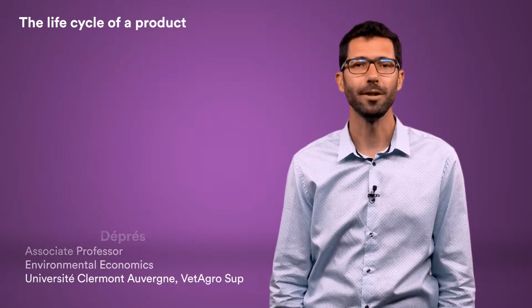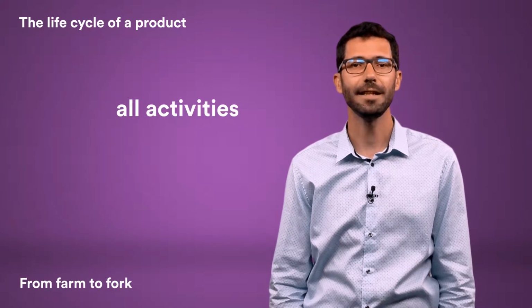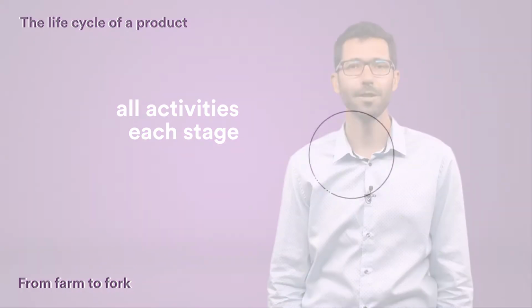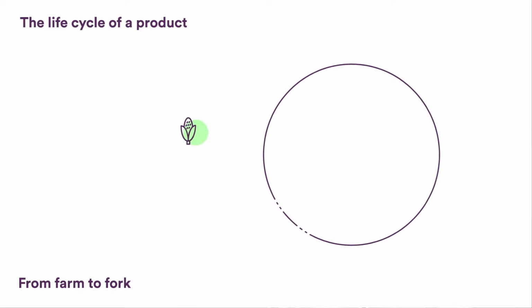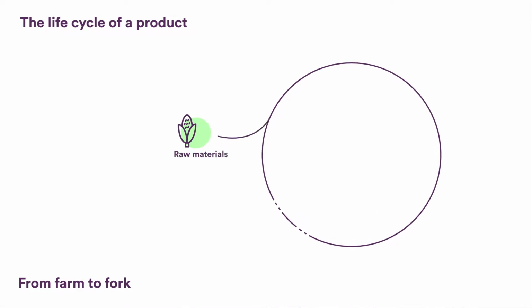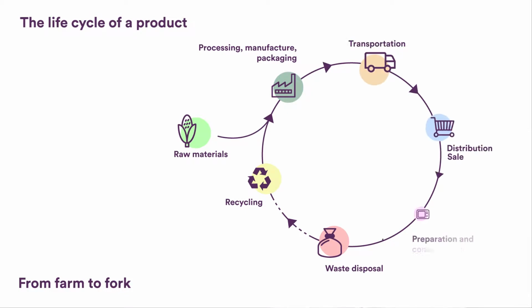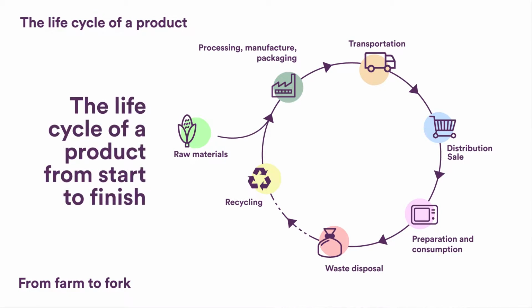When talking about the life cycle of a product, we have to take into account all activities at each stage of the product's life. The life cycle begins with production, from the moment the raw materials are extracted or harvested, and ends with disposal or recycling as waste. Between these 2 points, a product goes through processing and assembly, packaging, transportation, and of course consumption. We can follow a product's life cycle from start to finish.